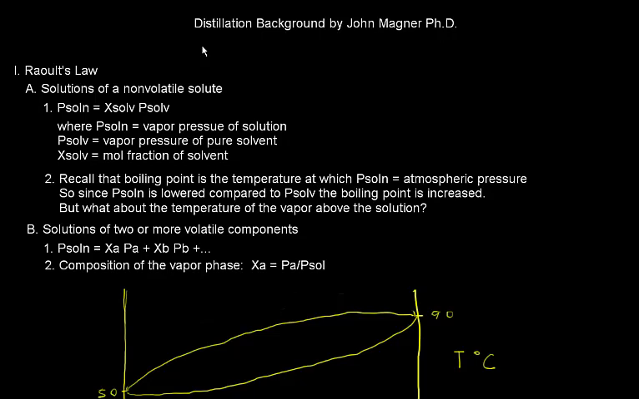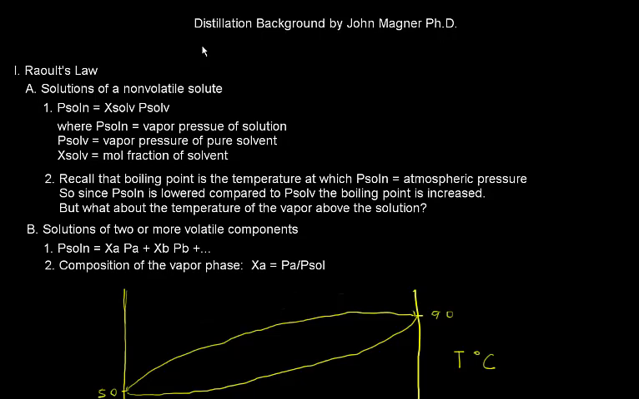Raoult's Law states, as we learned in general chemistry, that the vapor pressure of a solution of a non-volatile solute is equal to the mole fraction of the solvent in the solution, that's the volatile portion of the solution, times the vapor pressure of the pure solvent. And so what that means, of course, is that the vapor pressure of a solution of a non-volatile solute will be less than the vapor pressure of the pure solvent.